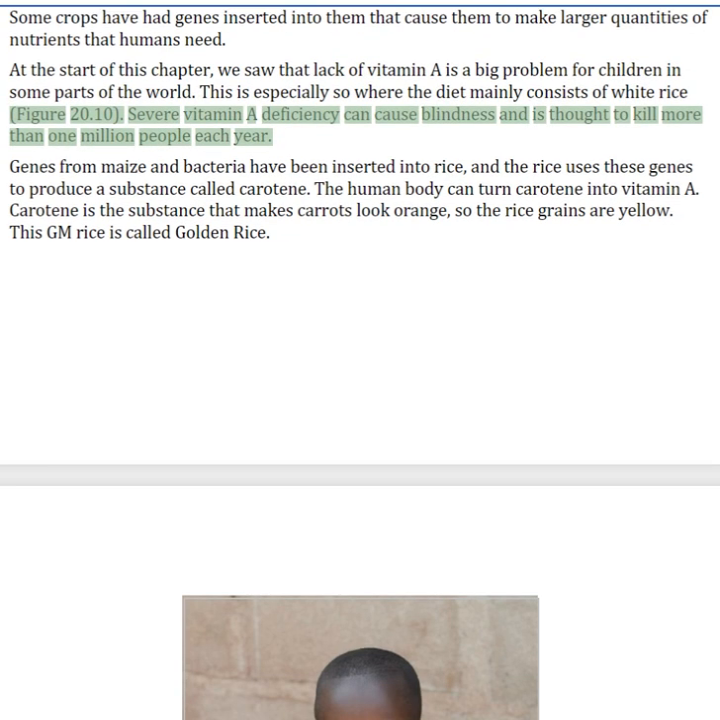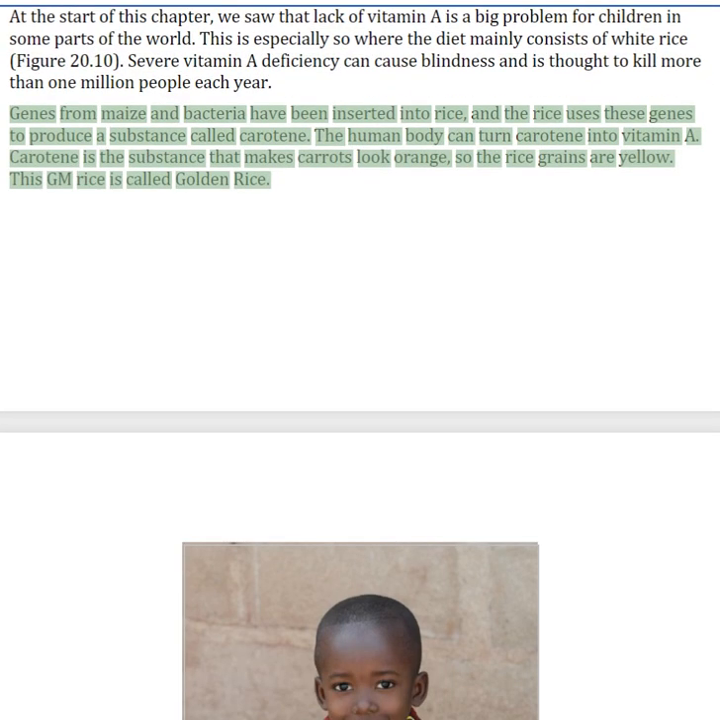Severe vitamin A deficiency can cause blindness and is thought to kill more than 1 million people each year. Genes from maize and bacteria have been inserted into rice, and the rice uses these genes to produce a substance called carotene. The human body can turn carotene into vitamin A. Carotene is the substance that makes carrots look orange, so the rice grains are yellow. This GM rice is called golden rice.